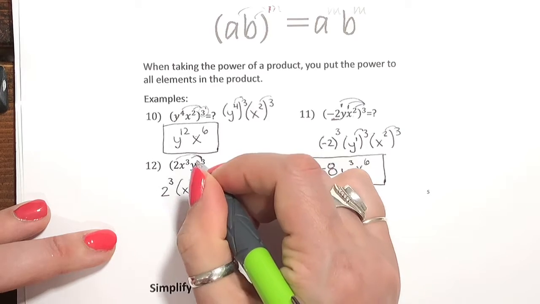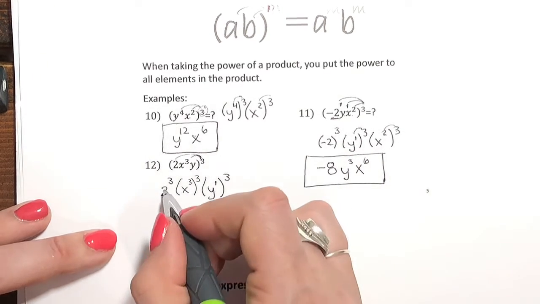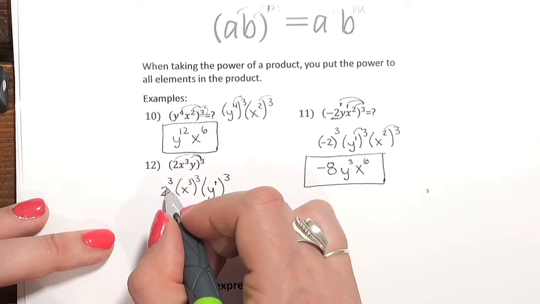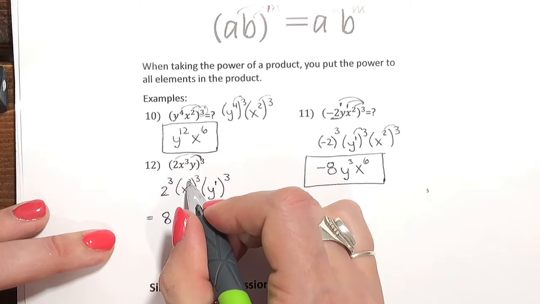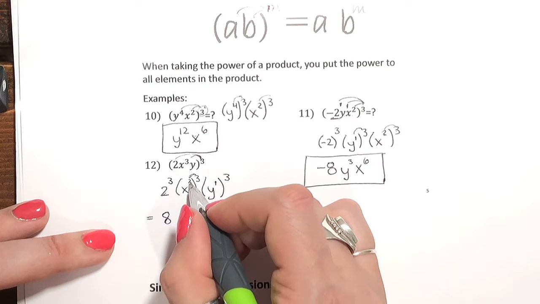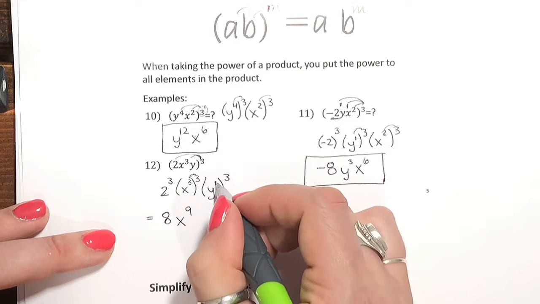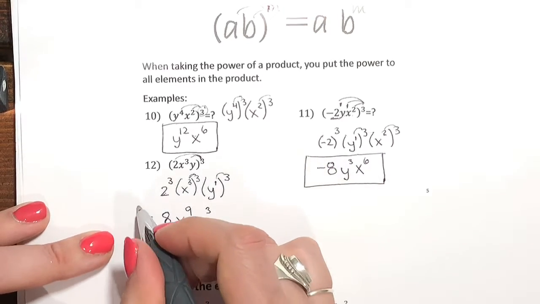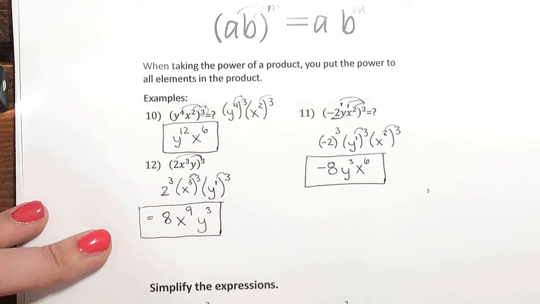We just don't write the 1. Then I need to cube that as well. So for this one, 2 cubed, again, that's not 2 times 3, it's 2 times 2 times 2, which is 8. And then here we have x cubed and then cubed again. So doing our power of a power rule, you're going to do 3 times 3, which is 9. And then on this one, we just have the power of 1 times 3, which is just 3. So we get 8x to the power of 9 y cubed for our answer.